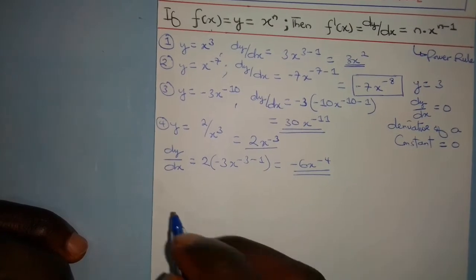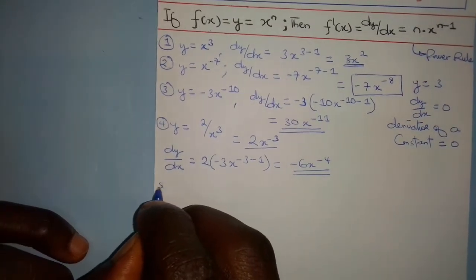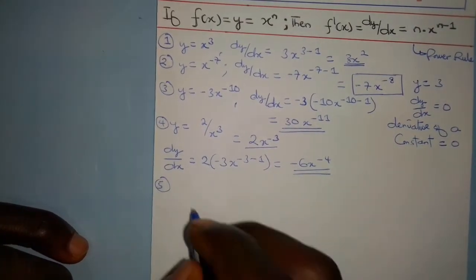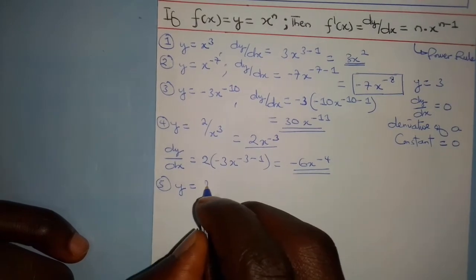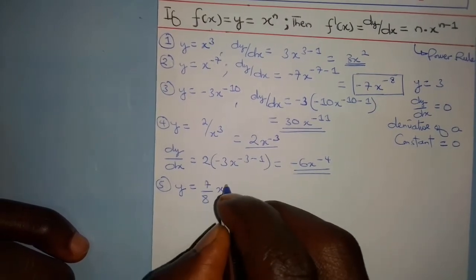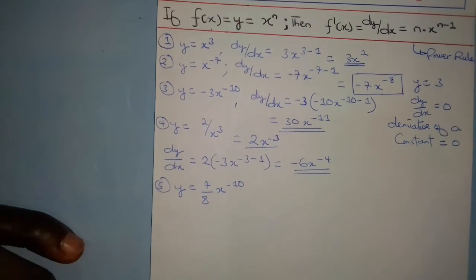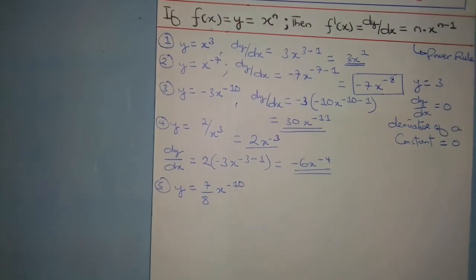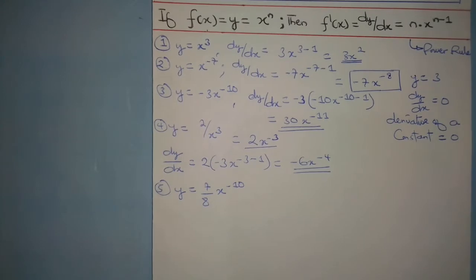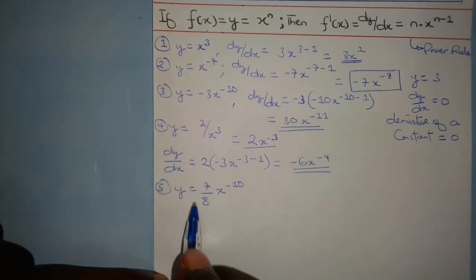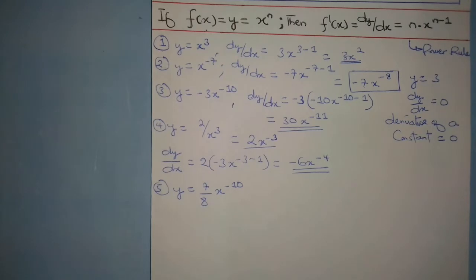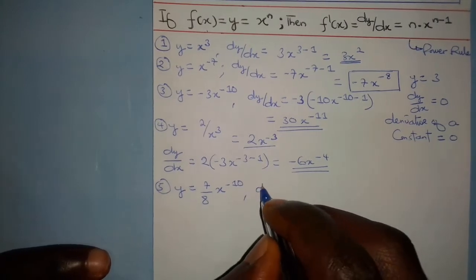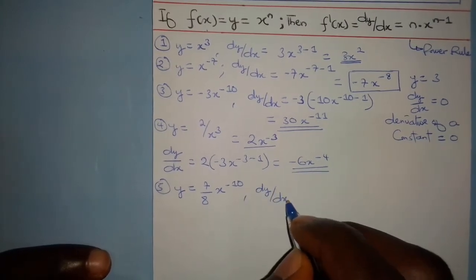Now try this last question. If you have y is equal to 7 over 8 x raised to the power of minus 10, how would you solve such an expression as this? It's quite simple, very simple. The thing you need to know is that 7 over 8 is also a coefficient, though it's a fraction here, but it's still a coefficient of that expression. So it's what you're going to put outside.